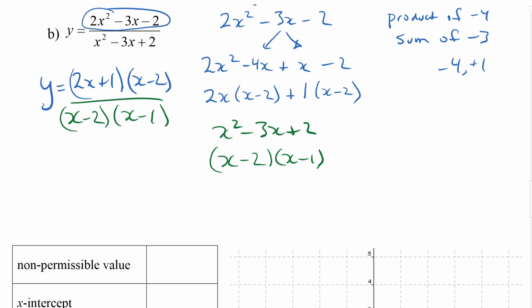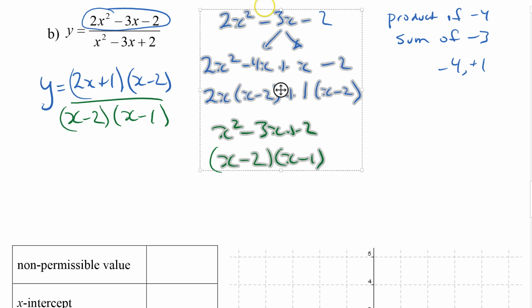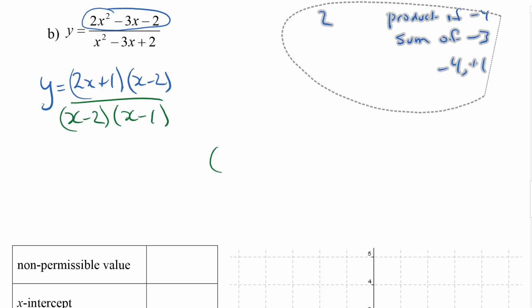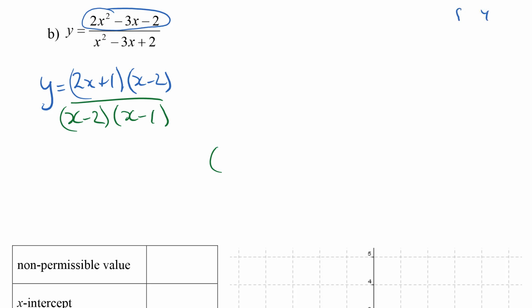Okay, and I think I've got a fancy little cleanup job here to do. Oh, didn't quite get it. Let's see if I can finish it up here. Oh, come on. All right, there we go. Thank you for your patience.